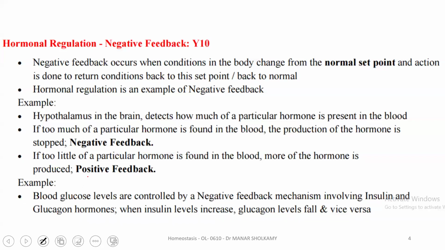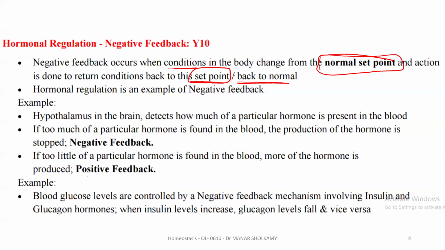Now, I gave you examples here in your notes. Negative feedback occurs when conditions in the body change from the normal set point, and action is done to return conditions back to this set point. Set point means back to normal. Set point is the term that they use in your syllabus, so you need to use it. In other words, conditions will deviate, will move away from the normal set point, and we have to return it back.